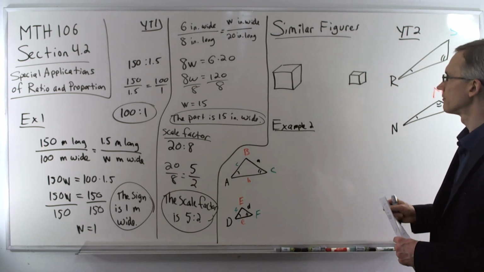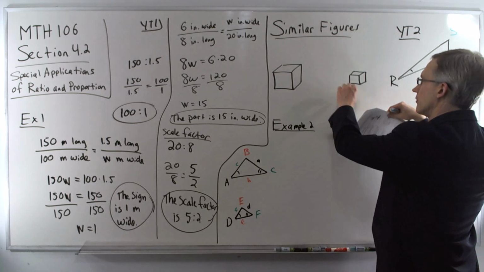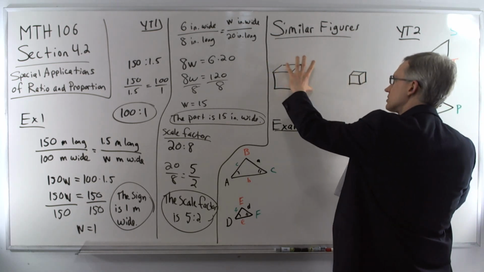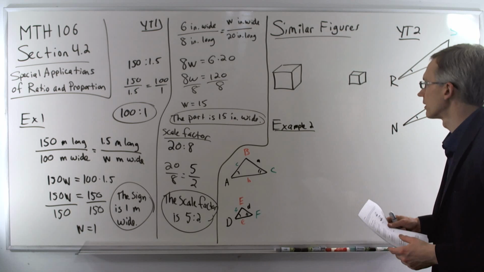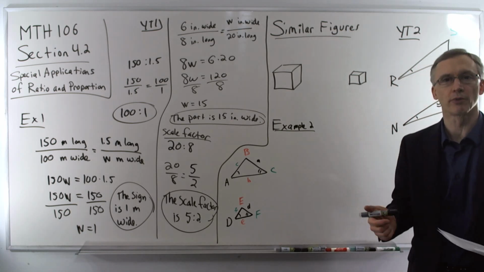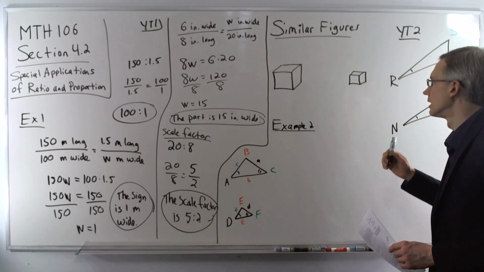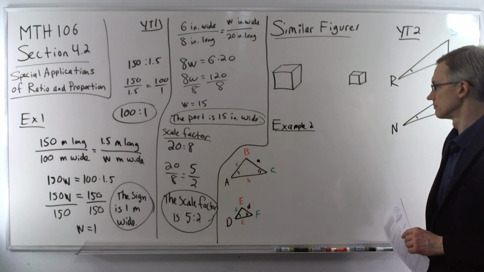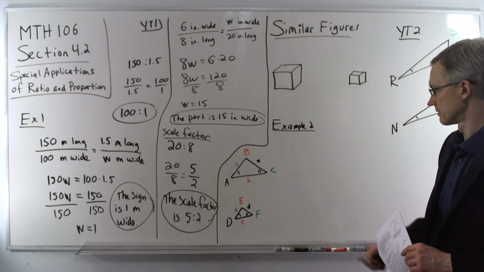So basically, one figure is just the other one blown up. It's exactly the same figure, just larger. And those are similar figures. And since they're proportional, we can use proportions to solve any problems using similar figures. So here's some triangles.